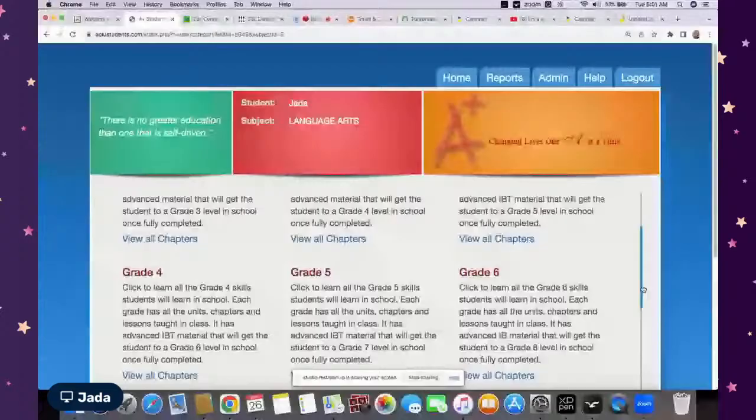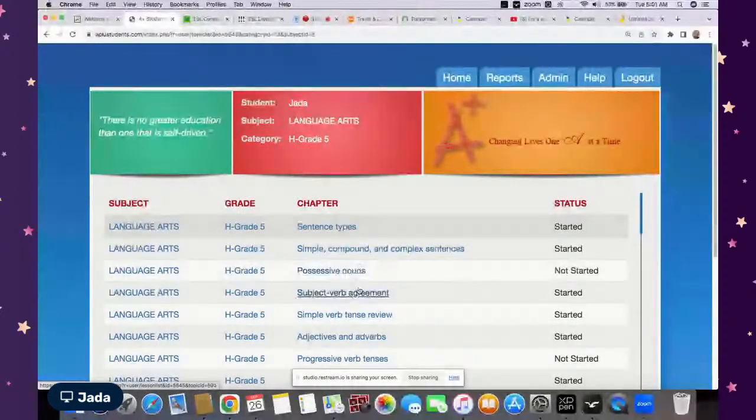All right, so under grade 5, we will go to subject verb agreements, which is the topic we're having for today.